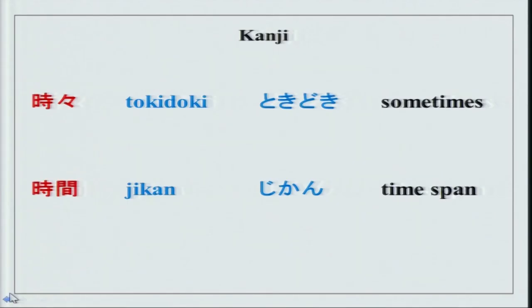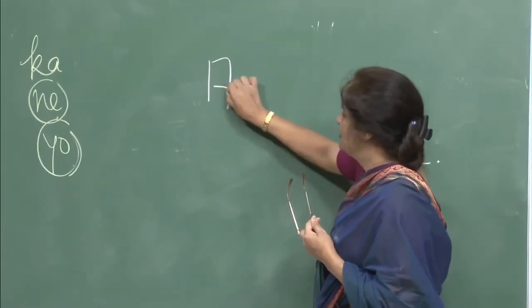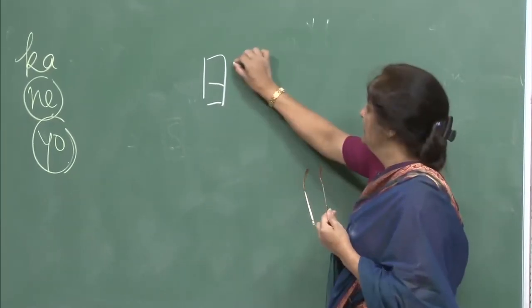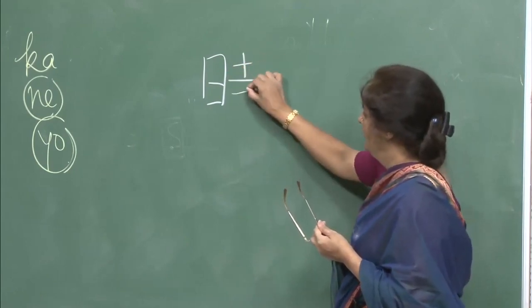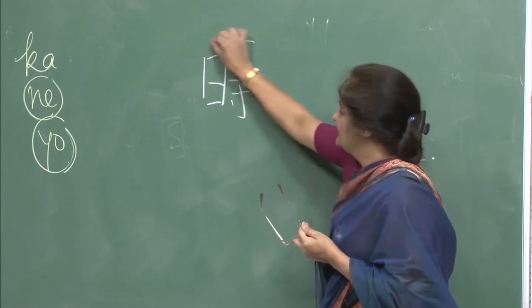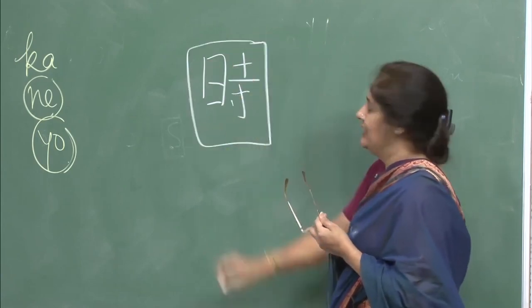Now we have kanji. We've been doing kanji all along in class. This is a little different as we have done the word tokidoki. You remember this, I'm sure. This means nichi. This is do. And this whole thing we did for time.